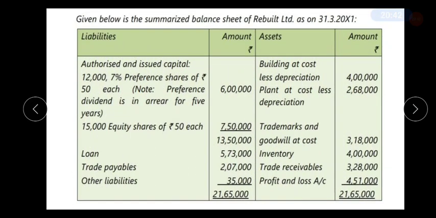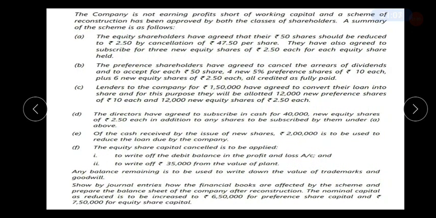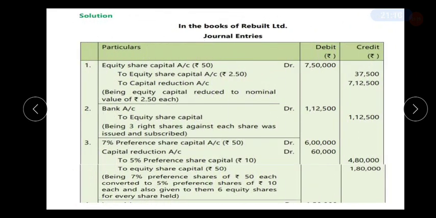So every one preference share is getting 6 new equity shares. That means 12,000 preference shares are getting how many equity shares? 12,000 into 6, that is 72,000 equity shares, at rupees 2.50. 72,000 into 2.50, that is 1,80,000. So this new preference share and these new equity shares are issued and the amount is credited.